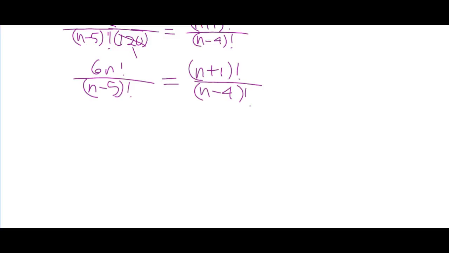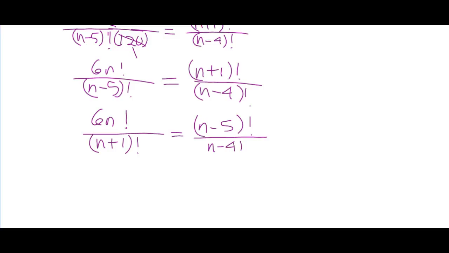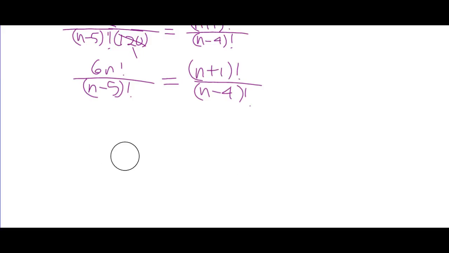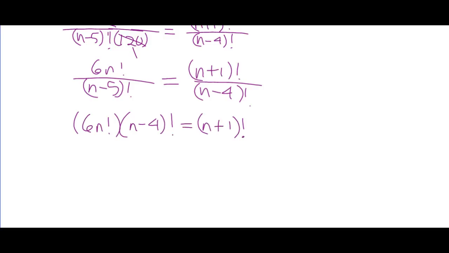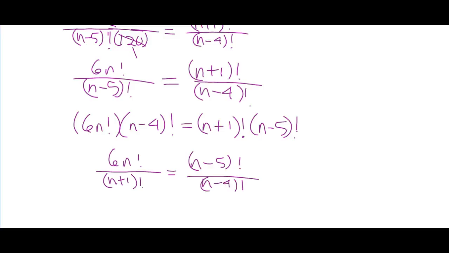An alternative to that would be to say, let's do this. Okay, so let's cross multiply and then divide. Here, I'll just show you, let's do the cross multiply first. So 6n factorial times n minus 4 factorial is n plus 1 factorial times n minus 5 factorial. Okay, so that's just a straight cross multiply, right? So we know that's all nicely equal. And then we could say, well, let's divide so that we're going to have our things that are close to n on one side. So we'll do 6n factorial over n plus 1 factorial is equal to n minus 5 factorial over n minus 4 factorial.